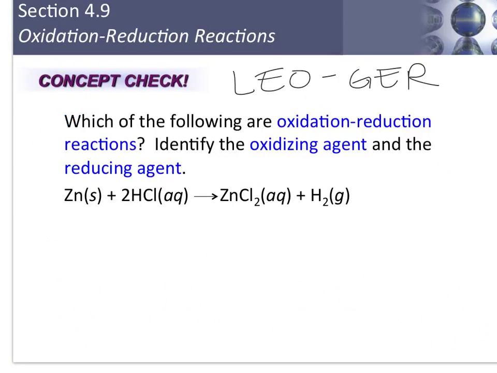I'd like you to look at this equation here and pause the video. Try to figure out what is oxidized, what's reduced, what's the oxidizing agent, and the reducing agent.